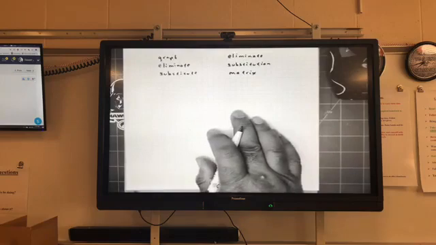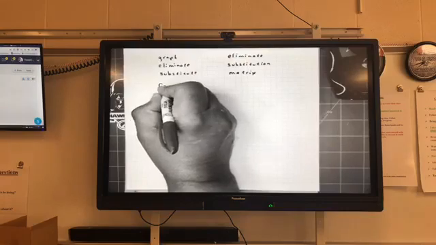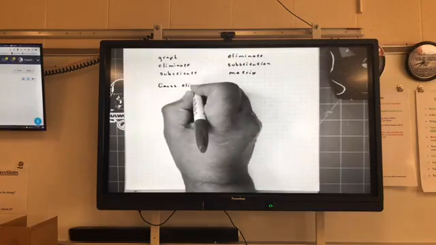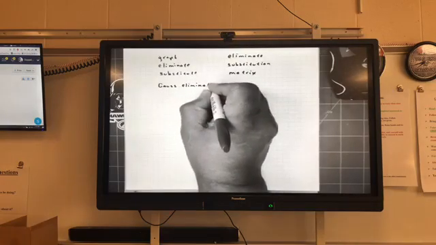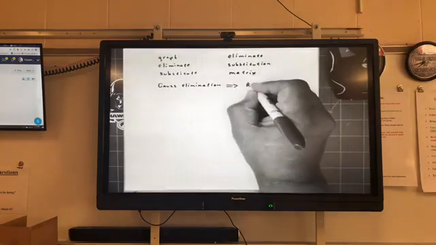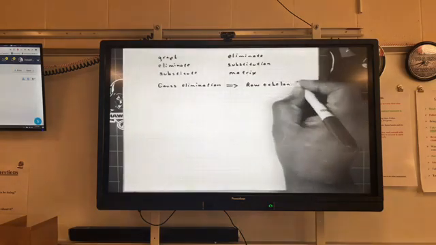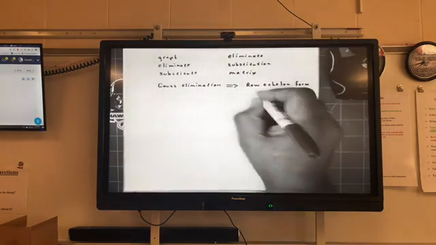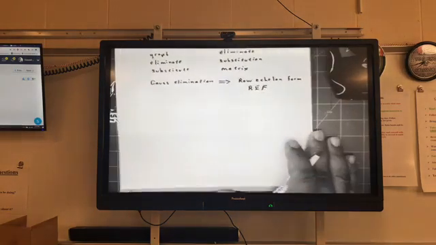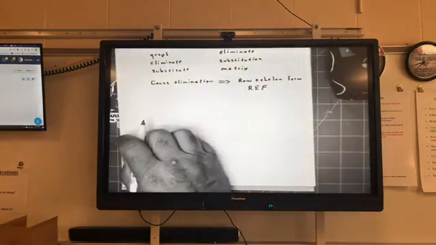Now, when you're working with a matrix, there are two things you need to know. One is called the Gauss elimination. And we use that to get a row echelon form. And we call that an REF. Now, I don't know if you guys know who Gauss was, but he was a really famous mathematician.